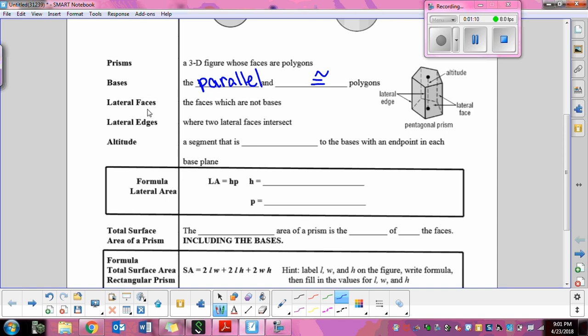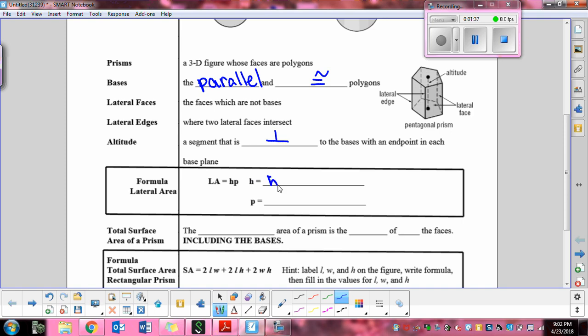The lateral faces, we're going to go over lateral edges. Make sure you guys read these and understand these. An altitude is a segment that is perpendicular. This is a symbol for perpendicular. If you don't know that, write in the word perpendicular to the bases, with an endpoint in each of the base planes. This is the formula for the lateral area. This is on your formula sheet. Your lateral area is your height times the perimeter.